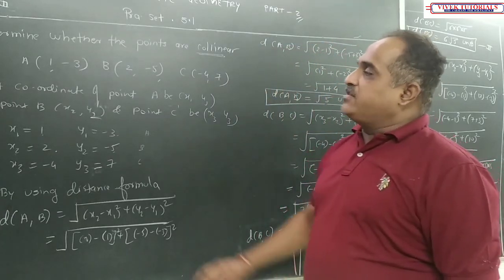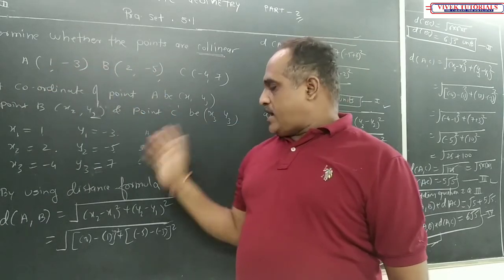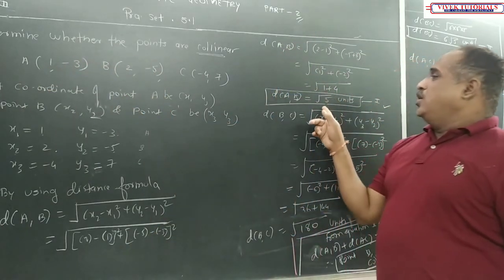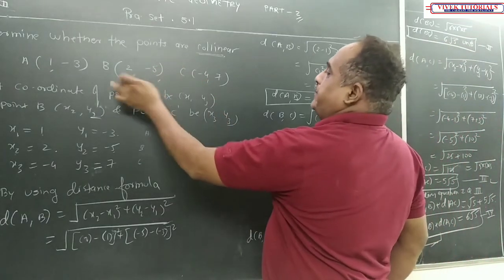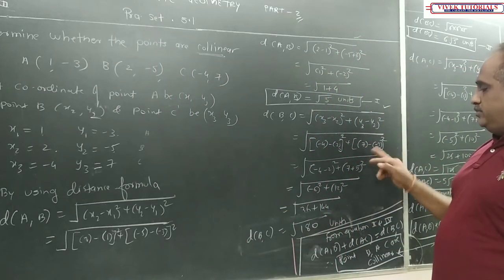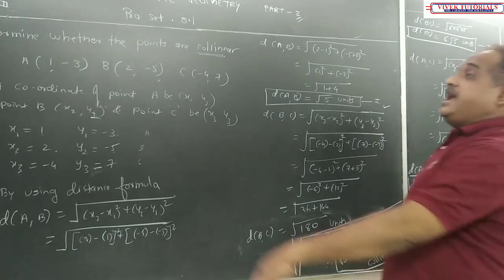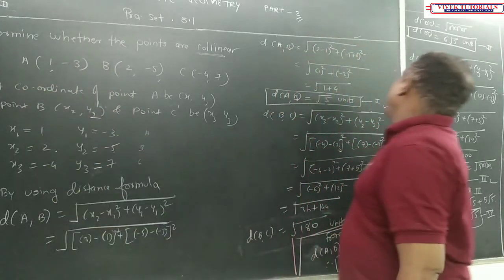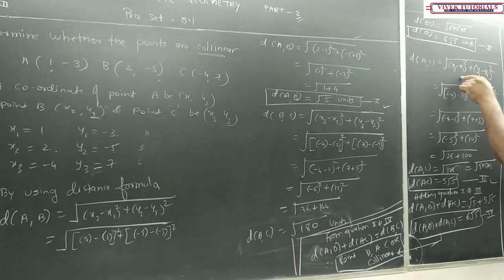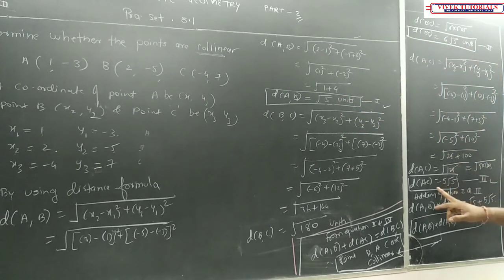By using the distance formula, first we have to find out AB. AB is what? (x2 minus x1), (y2 minus y1). And we got the answer √5. Then we find BC, that is (x3 minus x2), (y3 minus y2). We got 180, and after splitting 180 we got 6√5. Then we have to find AC. For AC, root of (x3 minus x1), (y3 minus y1), and we got 5√5. So when you look carefully, this is √5 for AB, BC is 6√5, AC is 5√5.